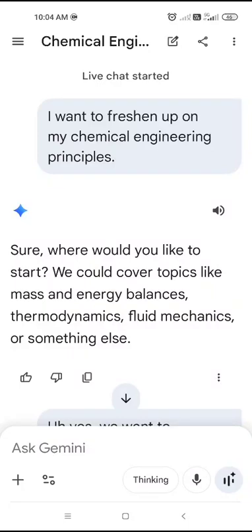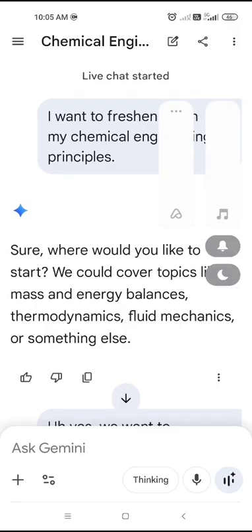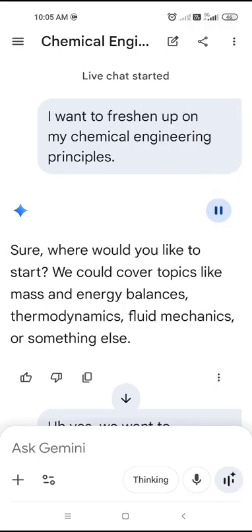I want to freshen up on my chemical engineering principles. Sure. Where would you like to start? We could cover topics like mass and energy balances, thermodynamics, fluid mechanics, or something else.